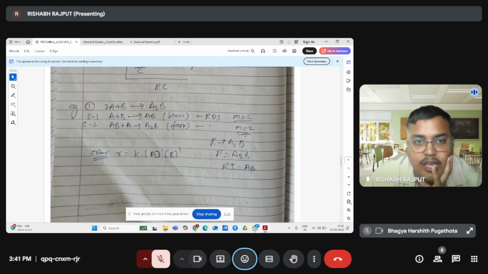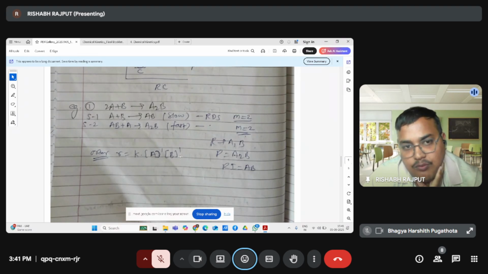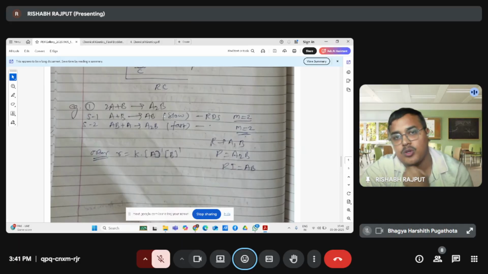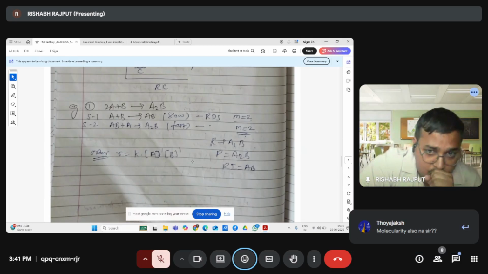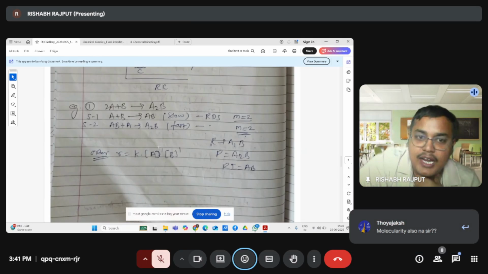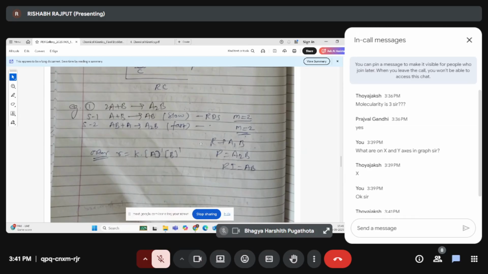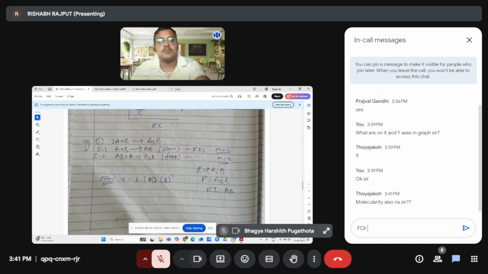For slow steps, you can understand here, the stoichiometric coefficient of A is 1 and B is 1. That is why I write here R is equal to K into [A] power 1 and [B] power 1, because the stoichiometric coefficients of A and B for the slow reaction are 1 and 1. That is why your total order value here is 2. And also for the slow steps only, your molecularity value is also 2. So order value is 2 and molecularity value is also 2, only because of the slow reaction.